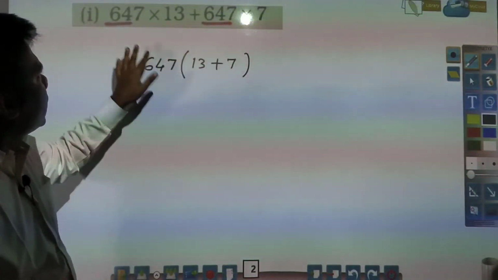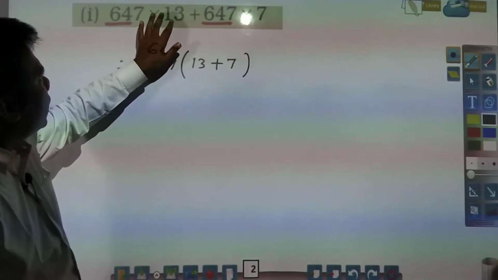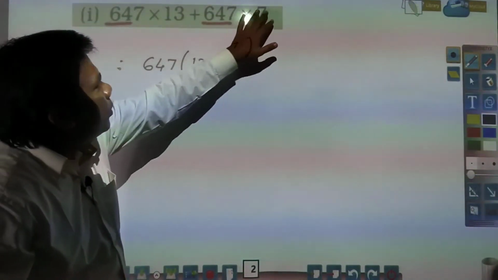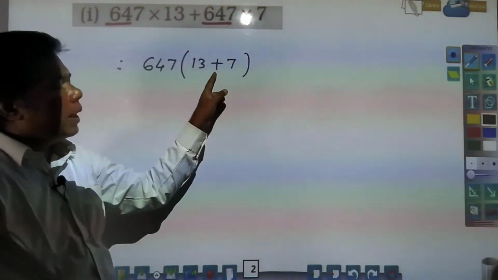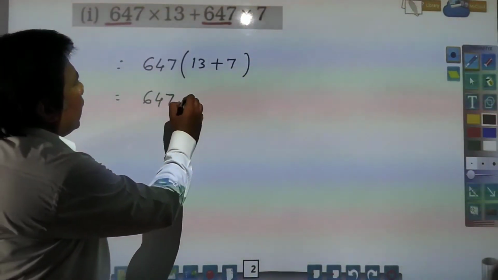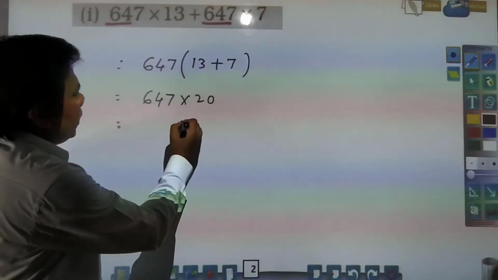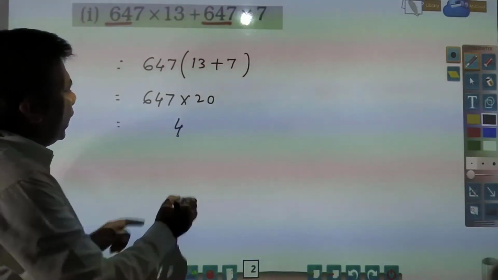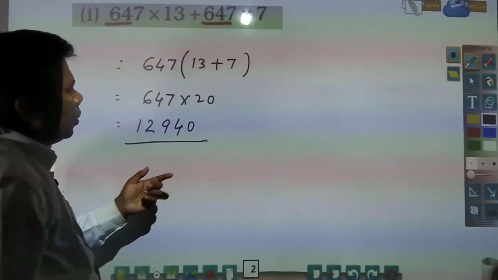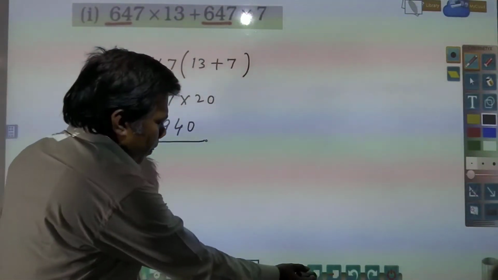647 common you have, 647 we have taken, and you are left with 13 in this term and 7 in this term, in between plus sign we have. So this can be written as 647 into 20, and just you need to multiply this. 2 7s are 14, 2 4s are 8 and 1 carried is 9, 2 6s are 12, and this will be 0. So this will be your answer, 12,940.